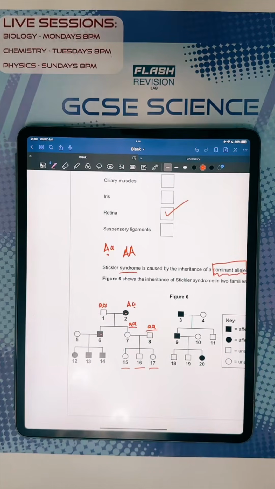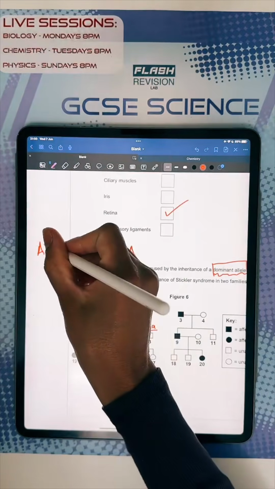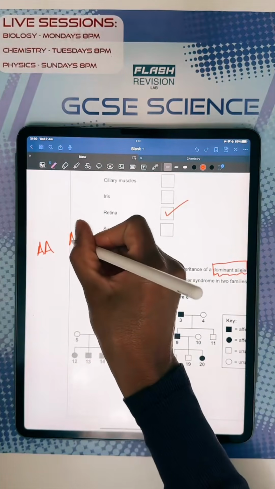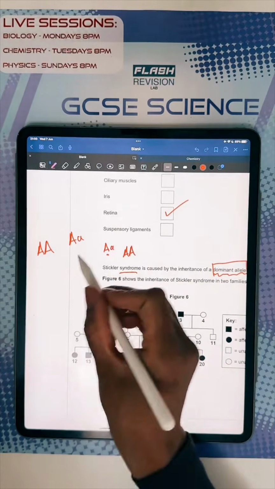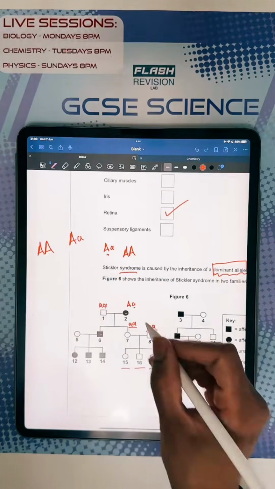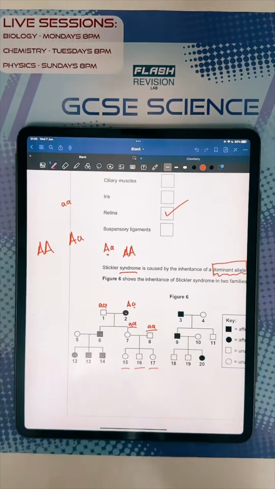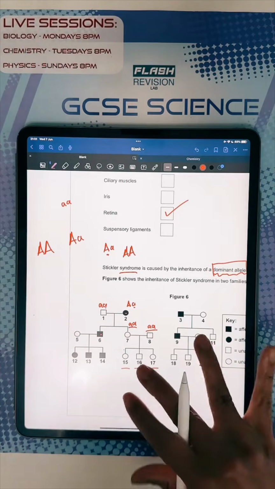What if one parent was big A, big A and the other was big A, small a? Yeah, if one person was big A, and the other parent was big A, small a, then their children will definitely have the disease. There's no combination where you can have a small a, is there? So they'll definitely have the disease. Okay?